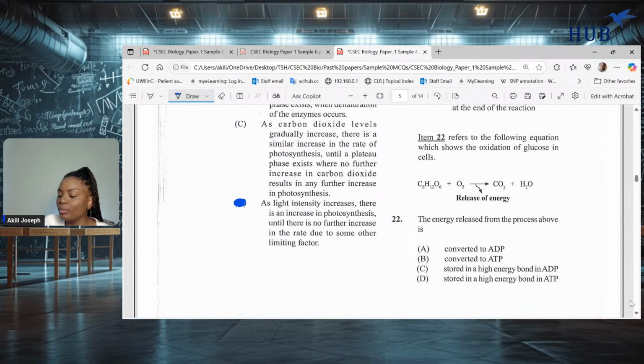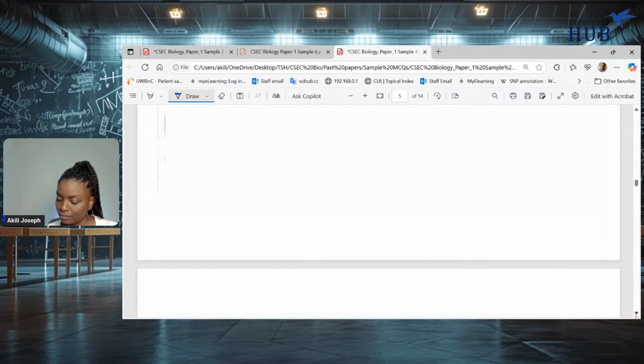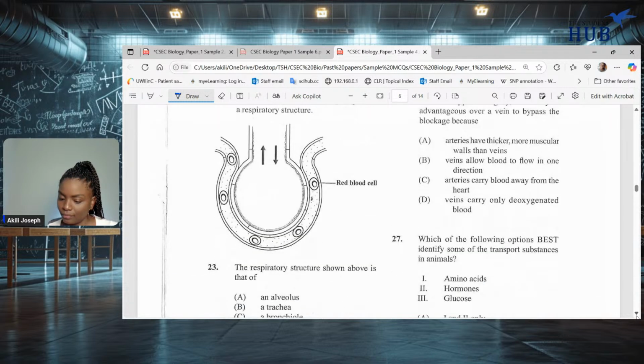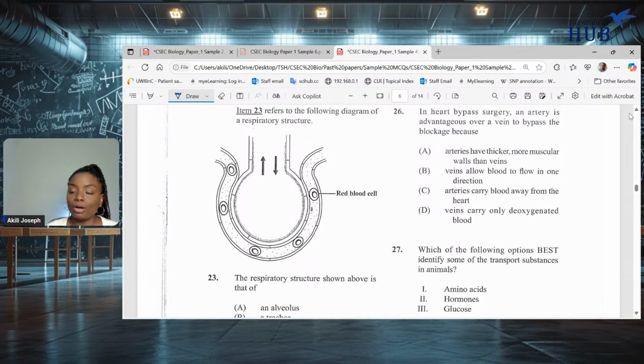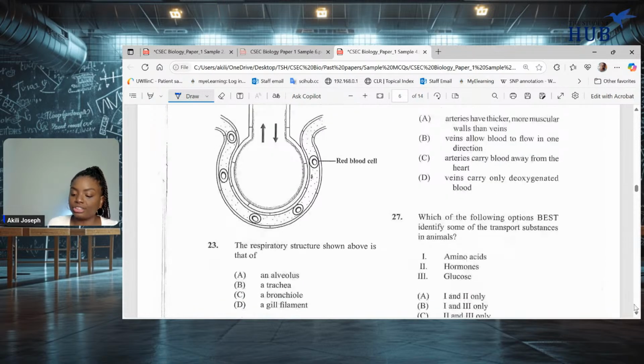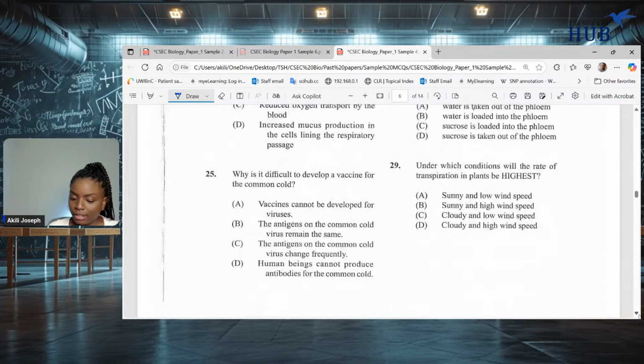Item 22 refers to the following equation, which shows the oxidation of glucose in cells. Deja vu. The energy released from the process above is D, stored in a high energy bond, ATP. Item 23 refers to the following diagram of a respiratory structure. Deja vu. Again, the respiratory structure shown above is that of an A, alveolus. 24.